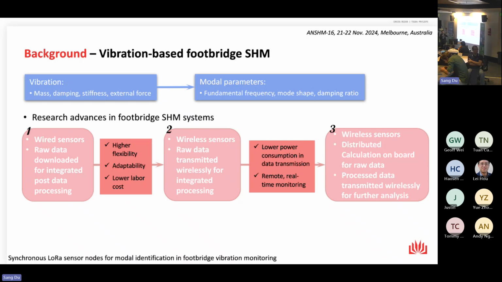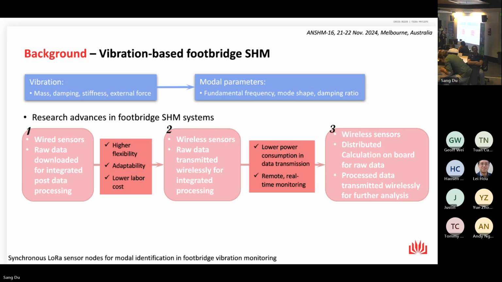Meanwhile, edge computing can help reduce the data transmitted back to the central network, which means all the raw data can be processed first on board and only some critical results are transmitted to the engineer to do some evaluation. In this way, remote and real-time monitoring can be attained.